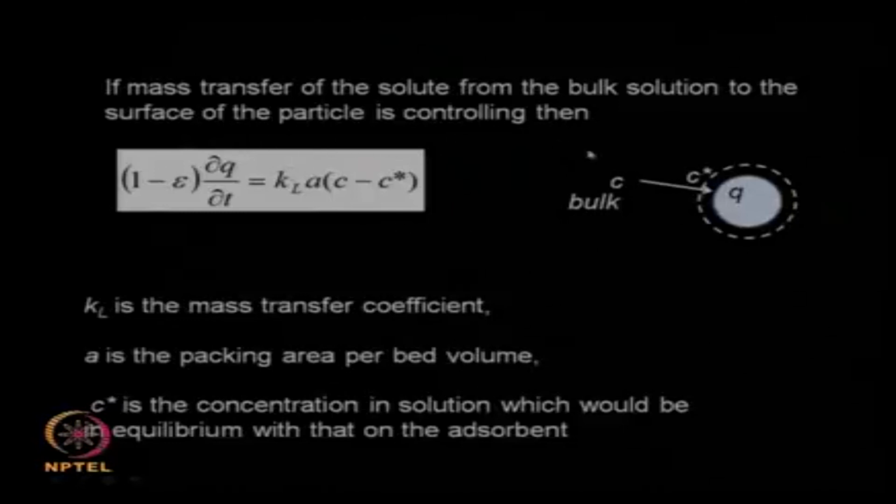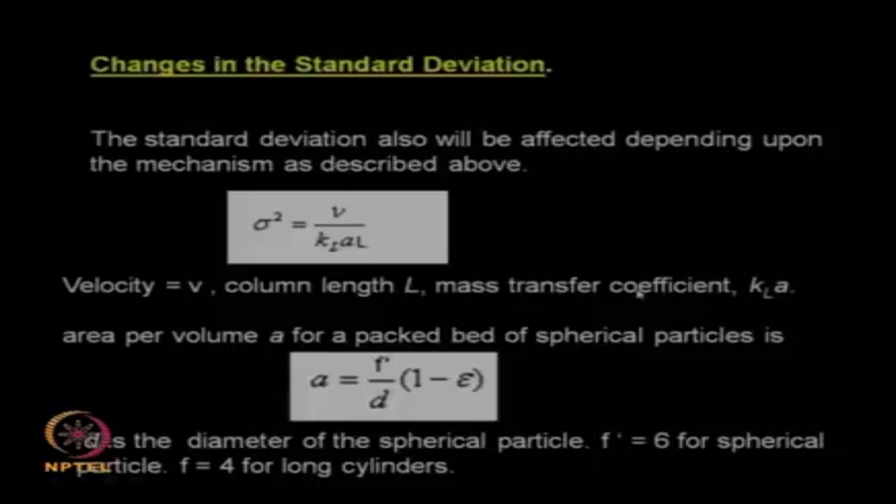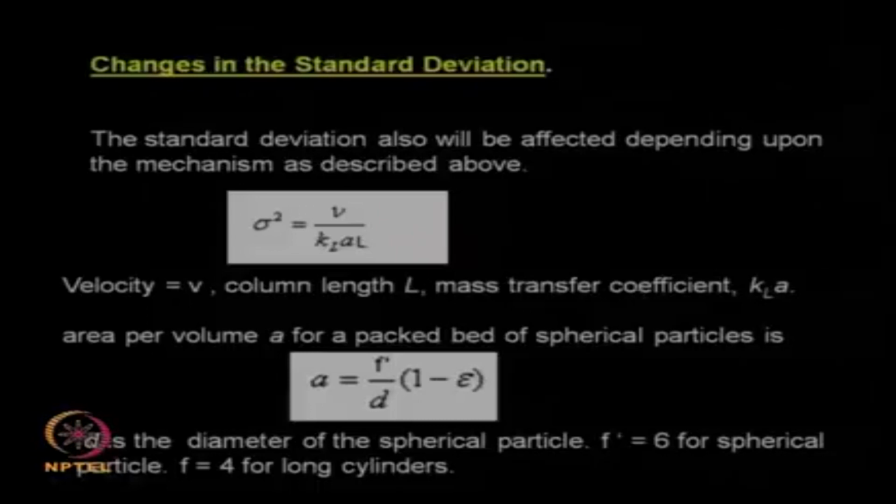So if the mass transfer is controlling, what this equation tells you is that the accumulation of the solute in the solid phase is exactly equal to the amount of material which is moving from the bulk to the surface. With that equation you will be able to solve the partial differential equation.